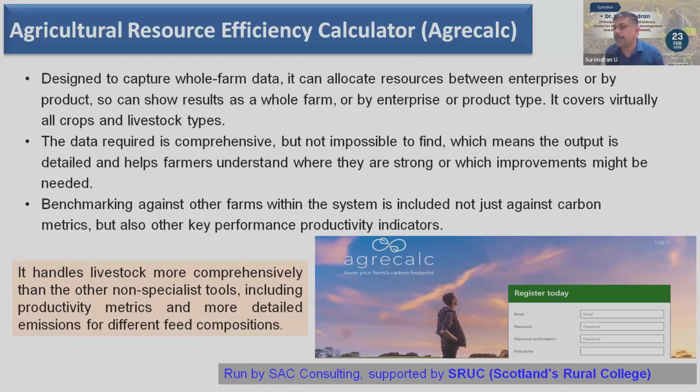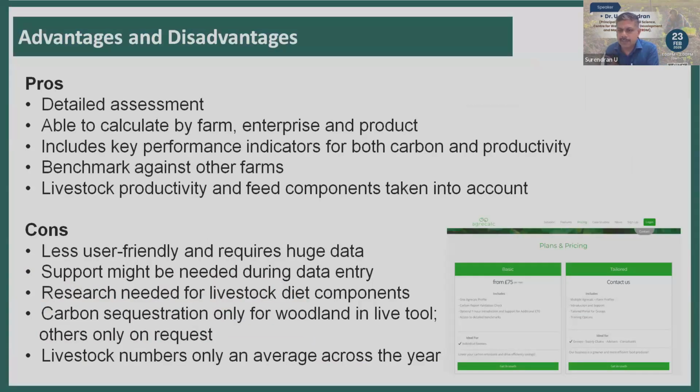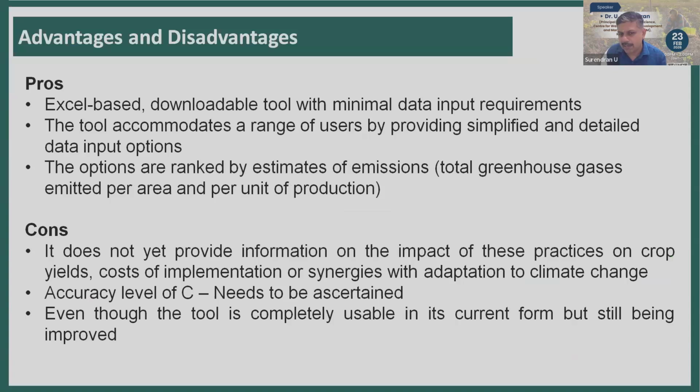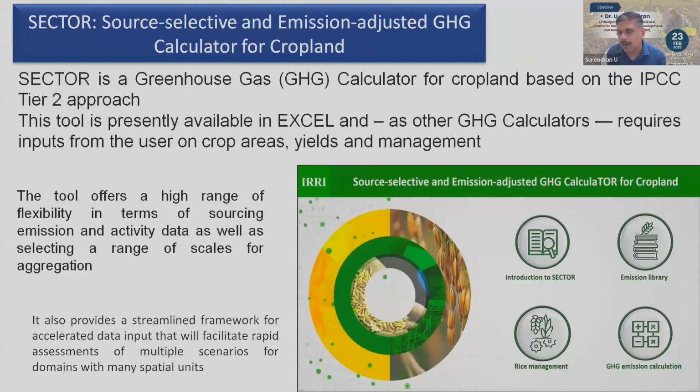If possible, you can generate your own tool based on the experimental data sets you already have. Some of them are not user friendly and require huge data sets as well. This is one CCAFS tool, especially for rice. IRRI has one tool called GHG sector. It is called the source selective and emission adjusted GHG tool, and it is exclusively for rice.